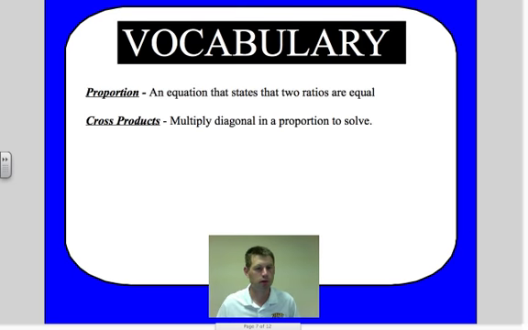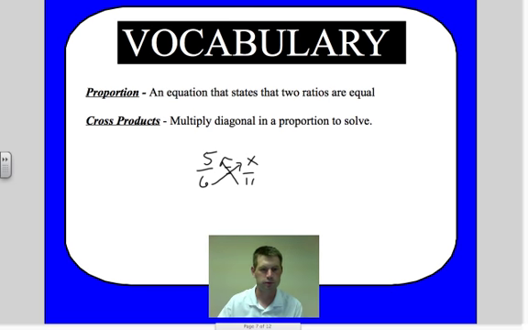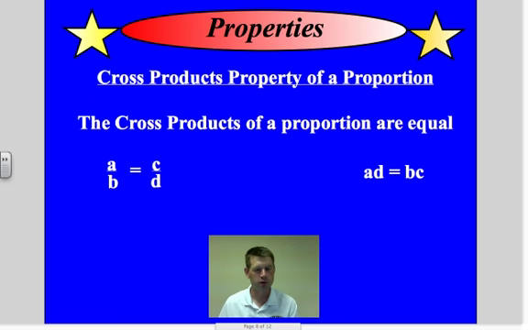So what we did was cross products. I haven't really named that yet. I might have said it once or twice in there, but I didn't name it yet. Cross products is when you just multiply the diagonal. Like we did on that last problem, we wrote 5 over 6 is equal to x over 11, and we cross multiplied across the equal sign. That's what we were talking about, cross products. It only works across the equal sign. So we have the definition here: if A over B is equal to C over D, then we can just cross multiply.